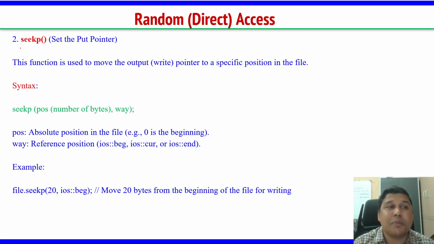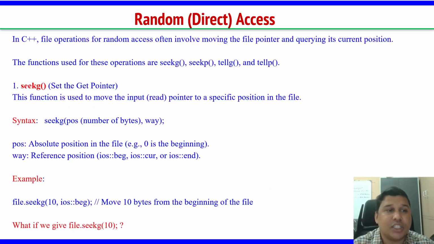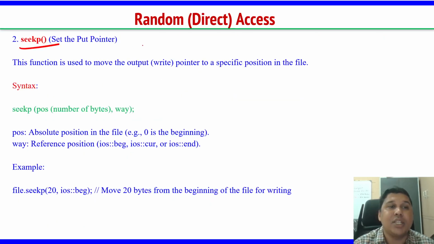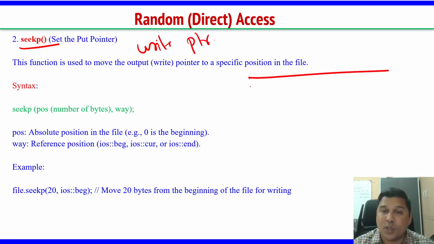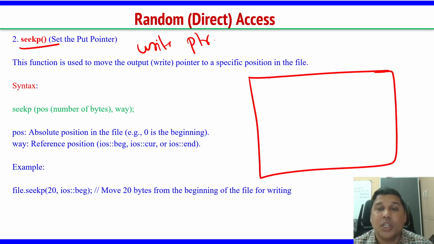Second one, the seekp function. See, seekg and seekp are the same. The only thing is, seekg is used for the read pointer, whereas seekp is used for the write pointer. It means you are already having a text file here, and you are writing content.